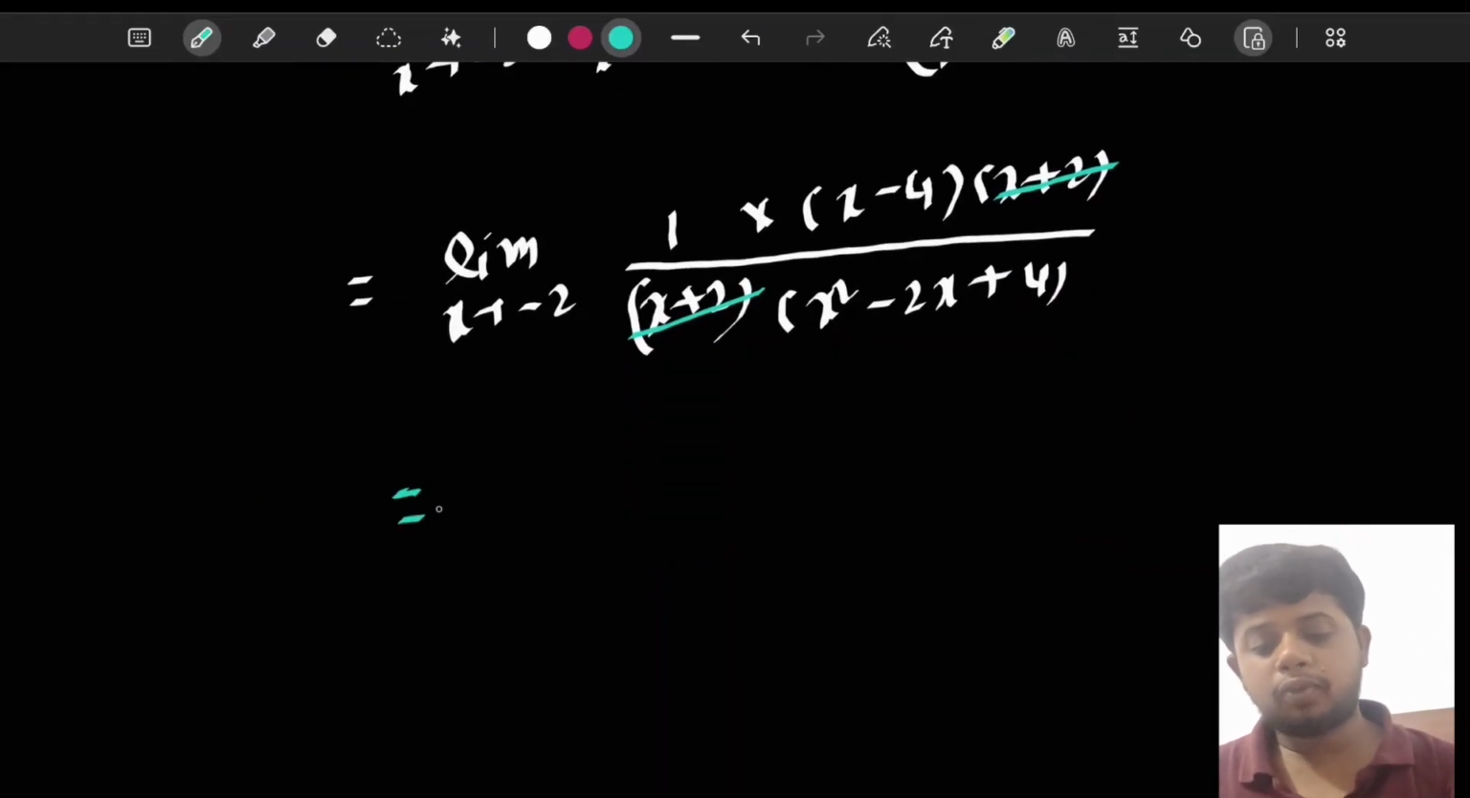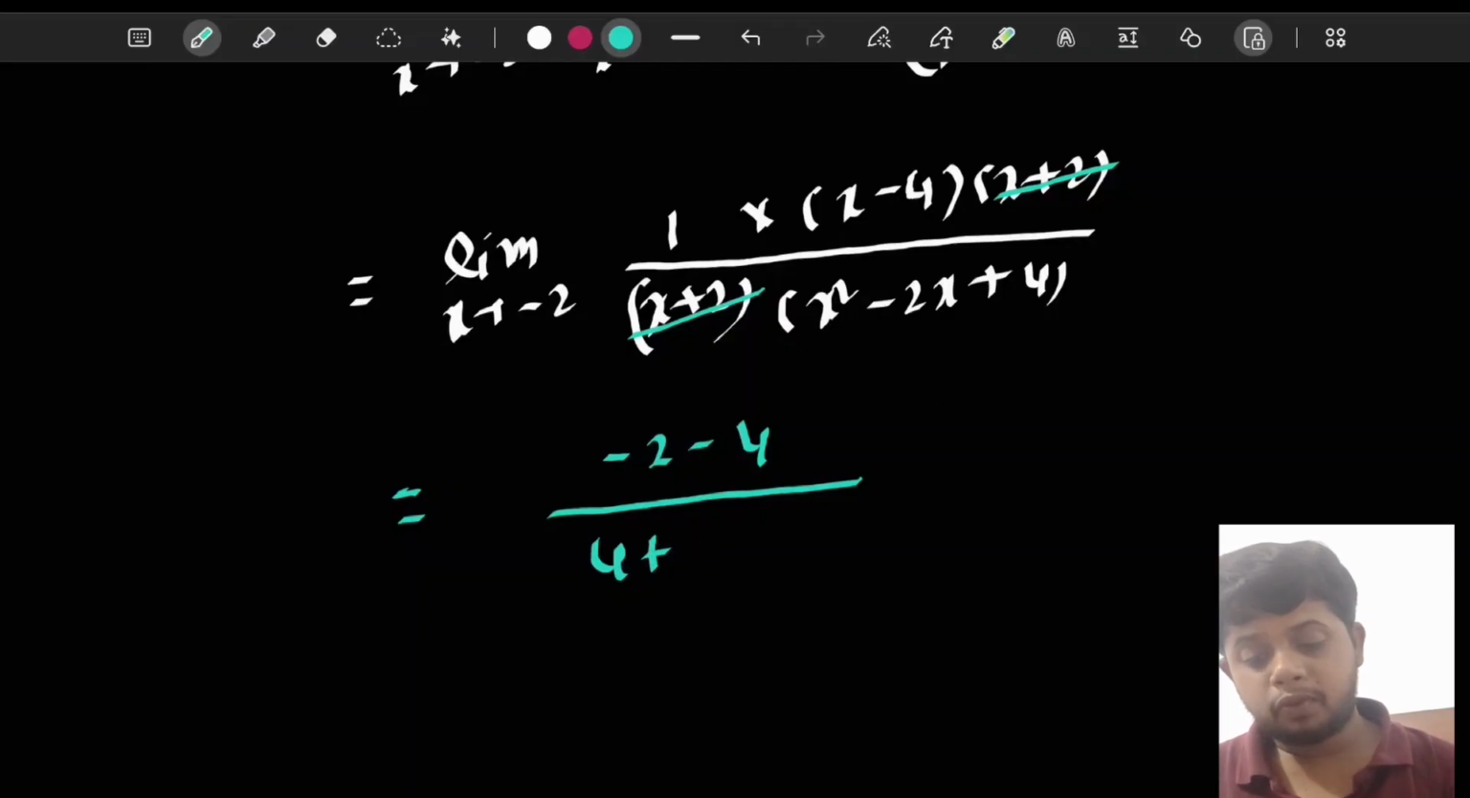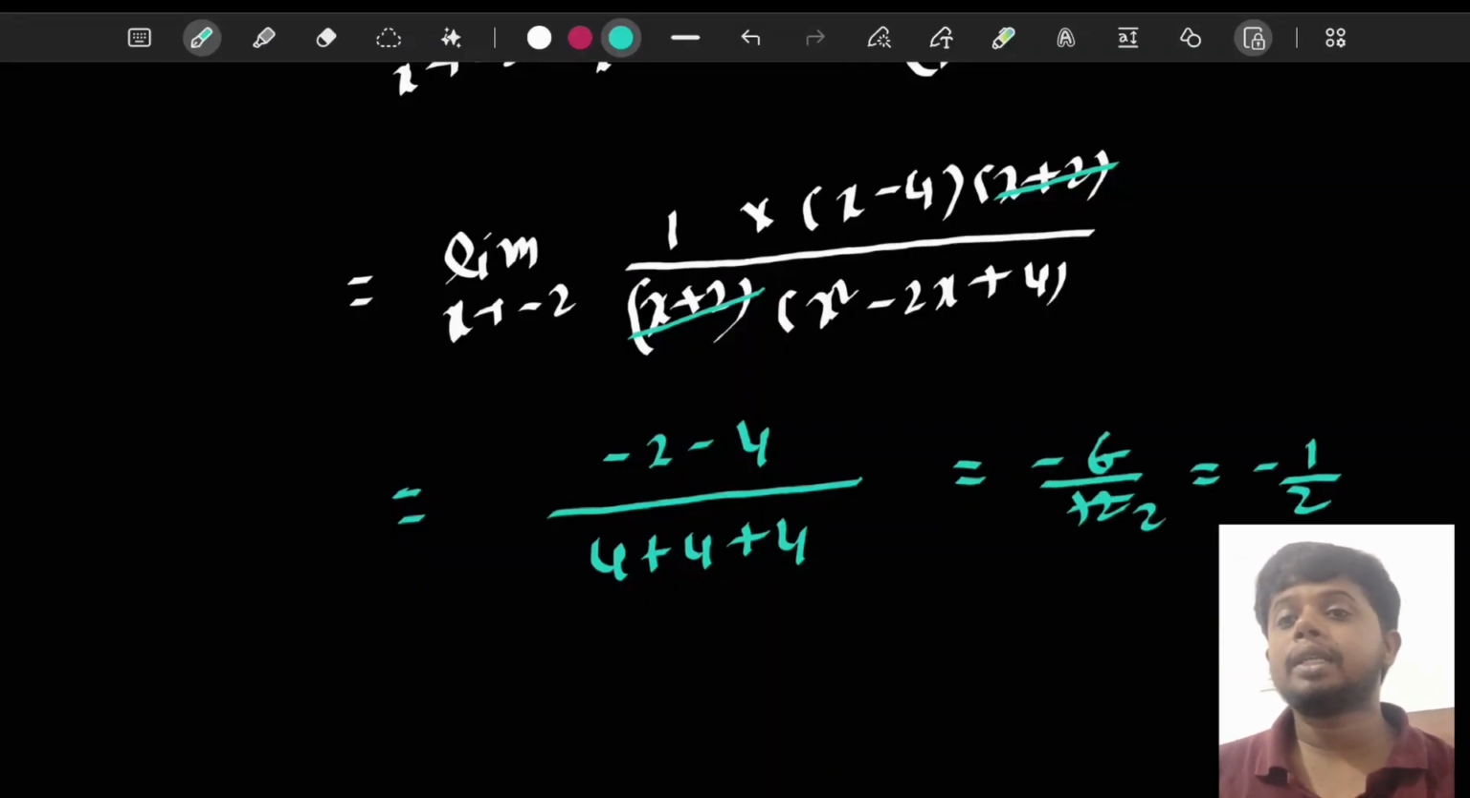Now see, 0 by 0 form is gone. So just put the value now. Minus 2 minus 4 by, I am getting 4 plus 4 plus 4, so minus 6 by 12. So minus 1 by 2 is the correct answer. Okay, minus 1 by 2 is the answer.